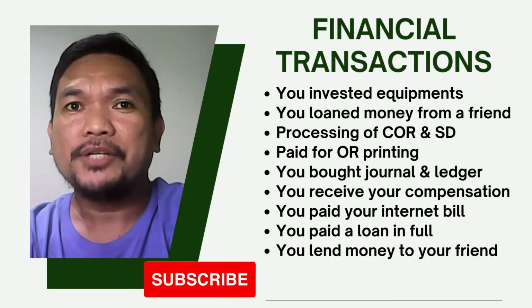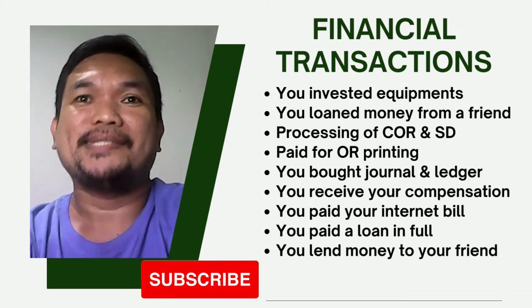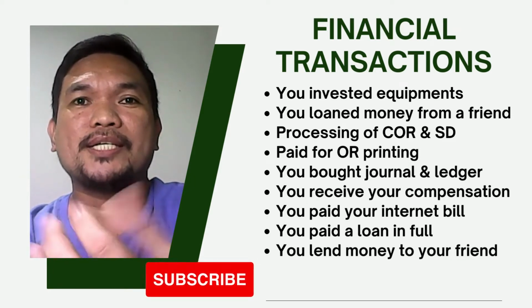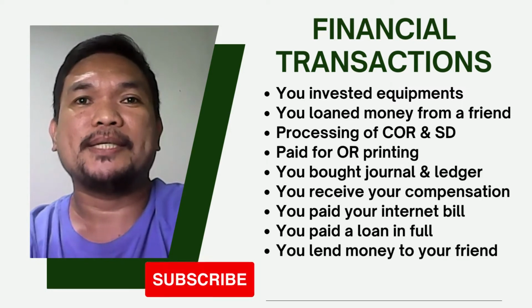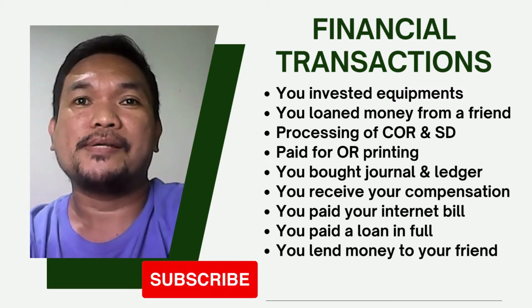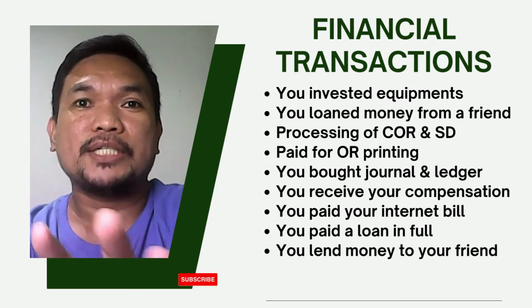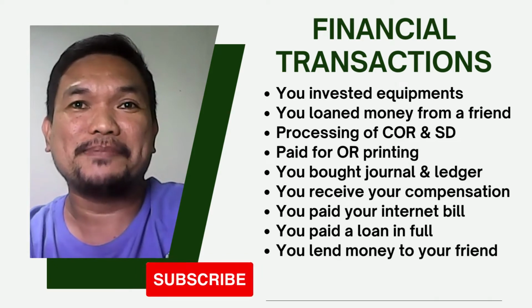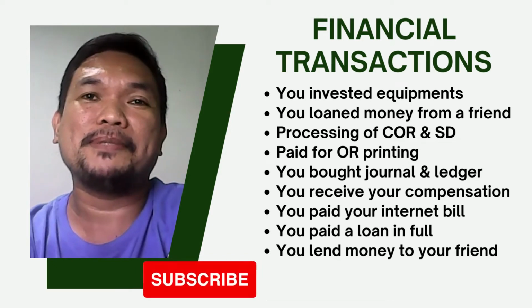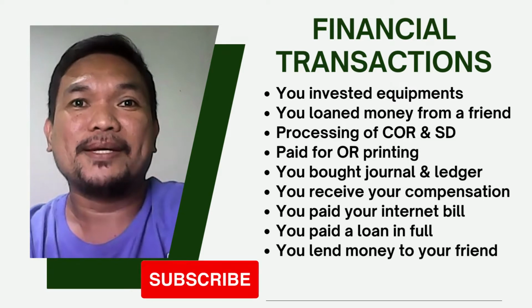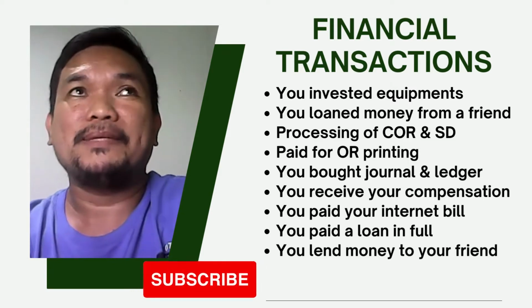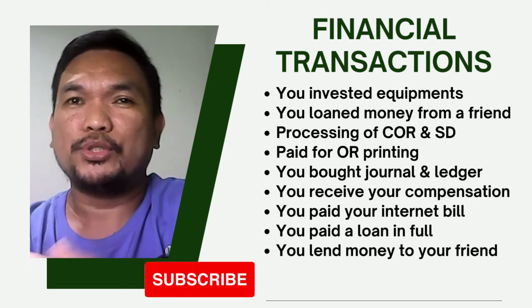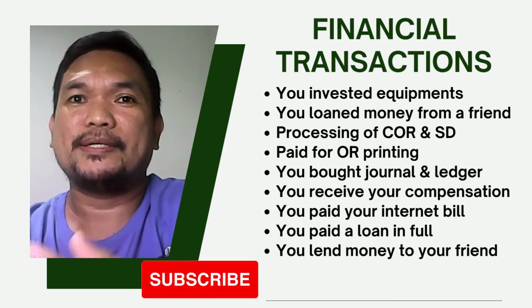Another transaction is when you paid for OR printing. Naranasan natin yan. When we register as self-employed or professional, kailangan talaga natin ng OR, and then we are paying for the printing of the OR. Another transaction would be you bought journal and ledger. Bibilihin mo ito, hindi naman ito ibibigay sa'yo. Mabibili mo naman ang journal and ledger in bookstores, in National Bookstore, or any other supply stores.